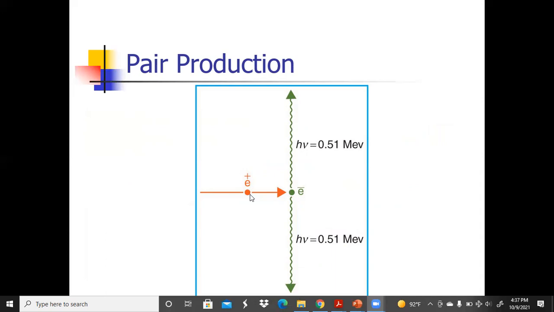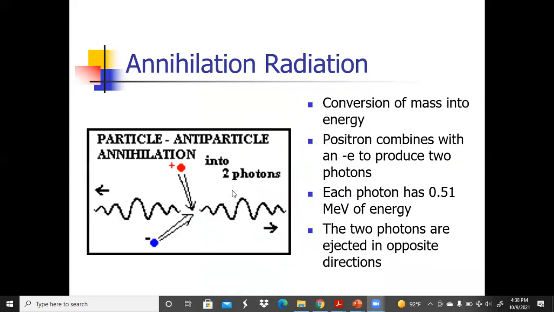Now, if you have a positron coming in and interacting with an electron, these two end up colliding with each other. What happens is that you see a 0.511 MeV photon carry out this way and this way, in opposite directions. This is done to conserve momentum. So you've got particle-antiparticle annihilation. They come in, boom, they produce two different photons. It is literally the conversion of mass into energy. A positron combines with an electron to produce two photons.